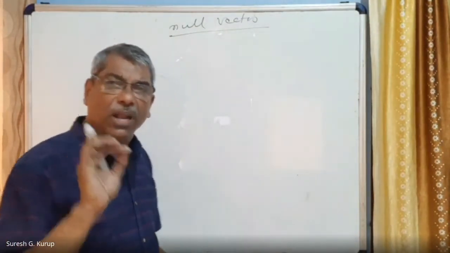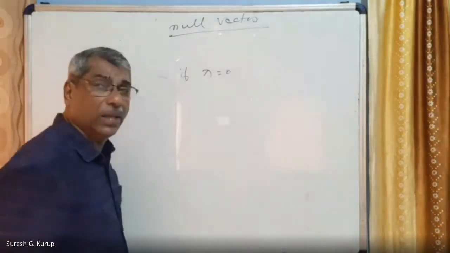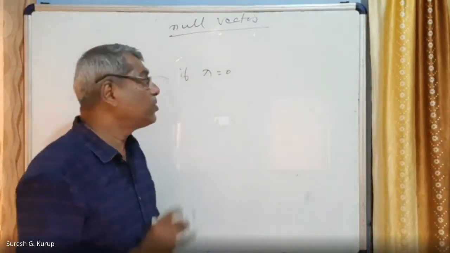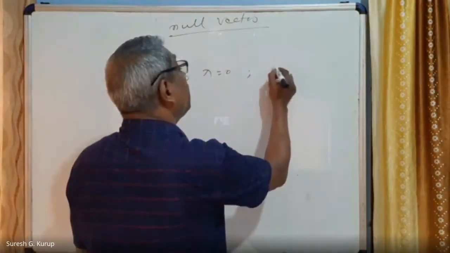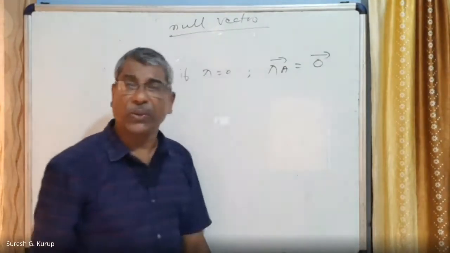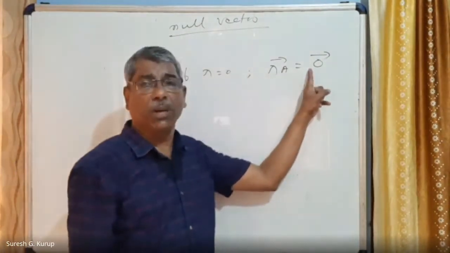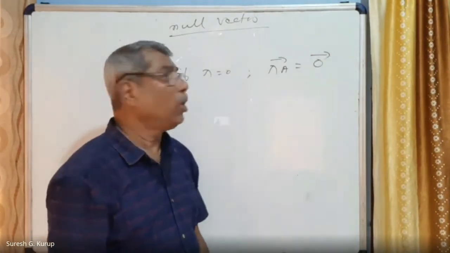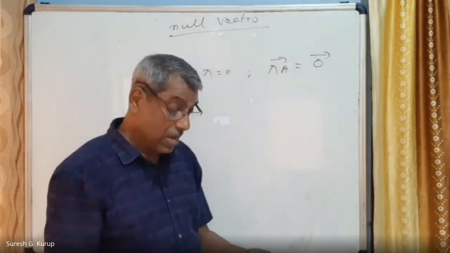In the case where lambda is equal to 0, the real number that we are going to multiply with a vector is equal to 0, then vector lambda a is equal to vector 0. Vector 0 means null vector. So the null vector is denoted by a 0 with an arrowhead on top.